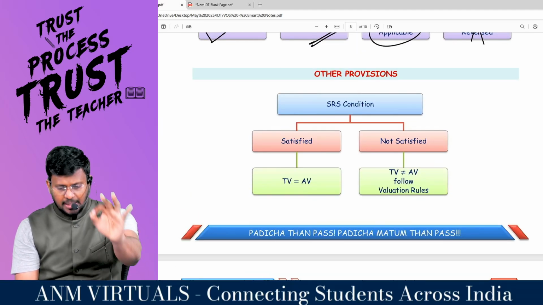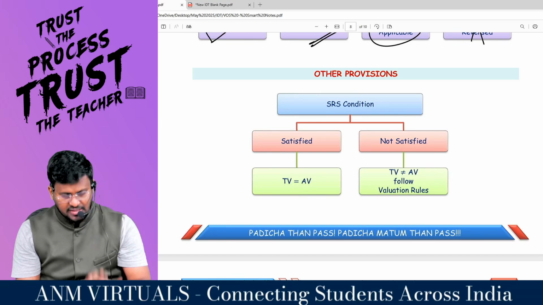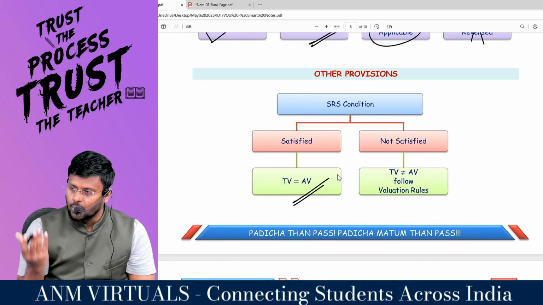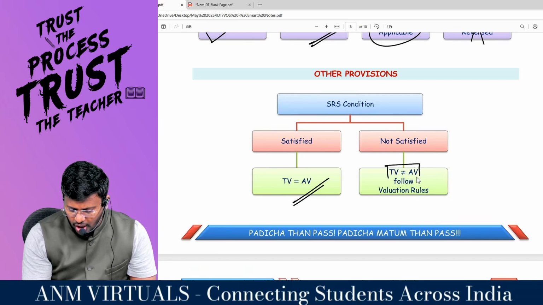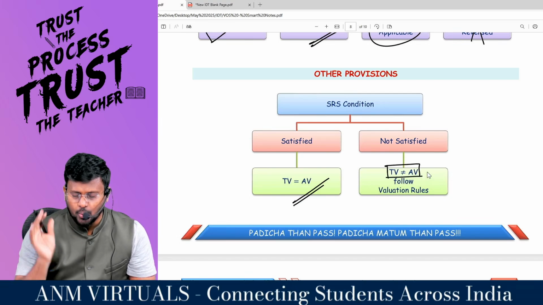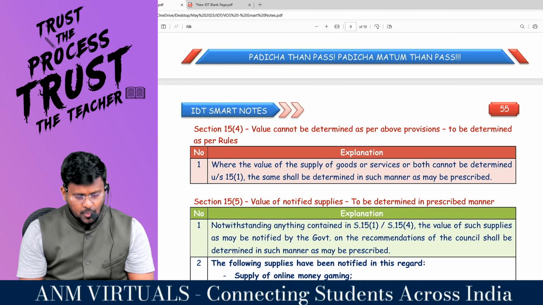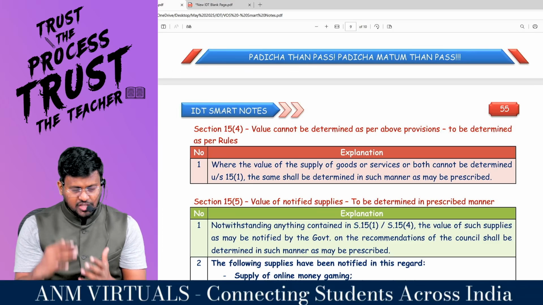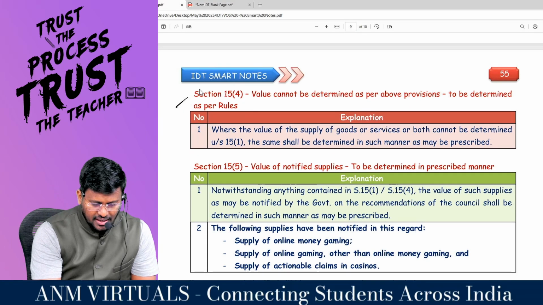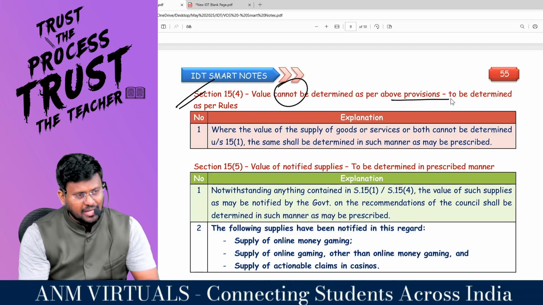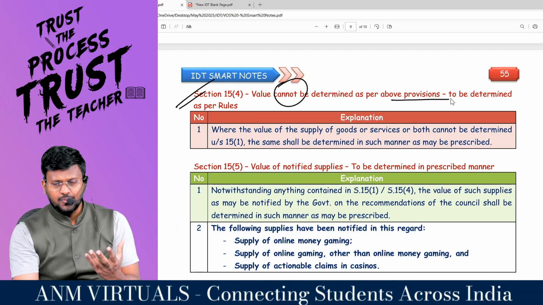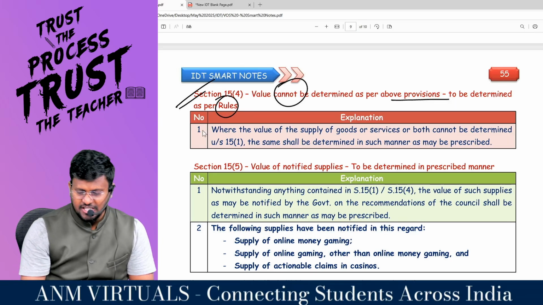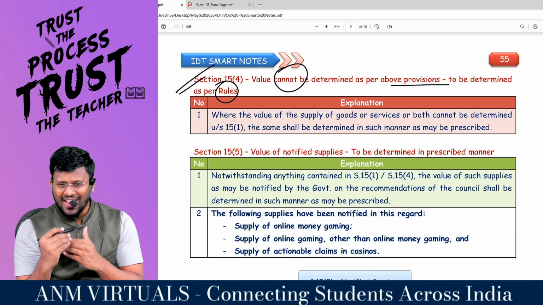So one line summary of the entire discussion till now is, sir, if the SRS condition is satisfied, then transaction value is equal to assessable value. If the SRS condition is not satisfied, transaction value is not equal to assessable value, then we have to follow the valuation rules. Those valuation rules are not there in our inter syllabus. That forms part of the final syllabus. That's what they are saying. If the value cannot be determined as per the provision, which is 15.1 plus 15.2 minus 15.3, then it has to be decided as per the rules. You have to move to the valuation rules.